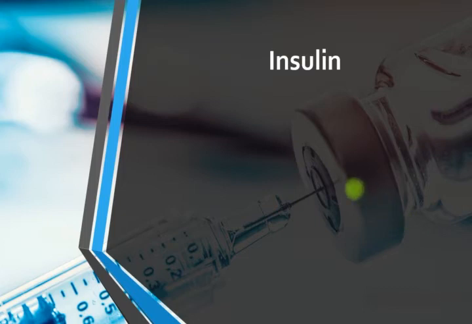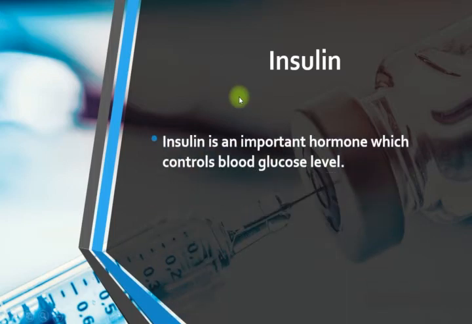Alright, so now let's go to insulin. So what is insulin? Insulin is a type of hormone. Insulin is an important hormone which controls blood glucose level. Okay, do you still remember what is the function of the insulin? Insulin will convert the excess glucose into glycogen.